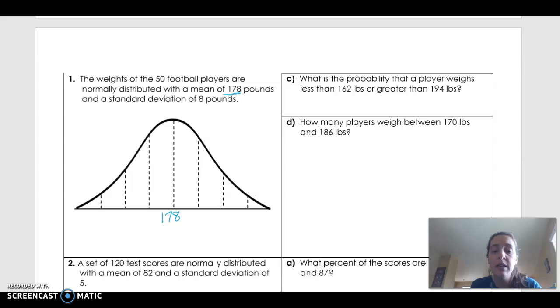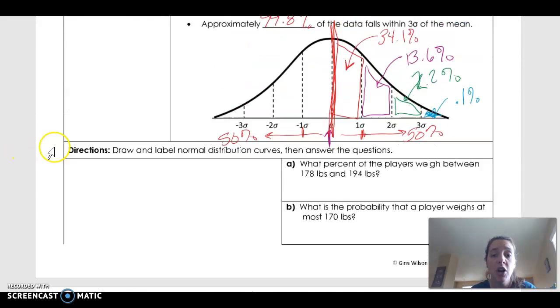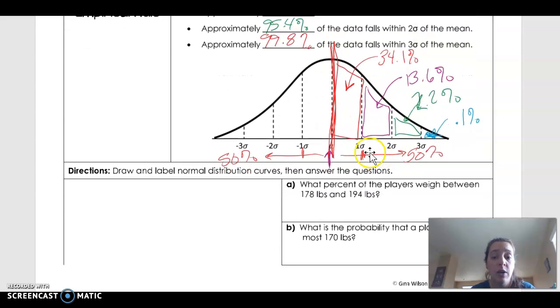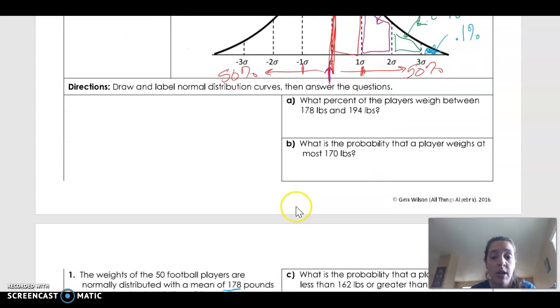Okay, and I know that one standard deviation is 8 pounds. So if I add 8 pounds to that, I end up at 186. If I add 8 pounds again, I'm at 194. And if I add 8 pounds again, I'm at 202. Just like I added, I'm also going to subtract. So I'd go down to 170, then it would be 162, and then finally here it would be 154. So using this curve and the information above in our general curve, these numbers right here, we're now able to answer the questions. So this asks me what percent of the players weigh between 178 and 194 pounds.